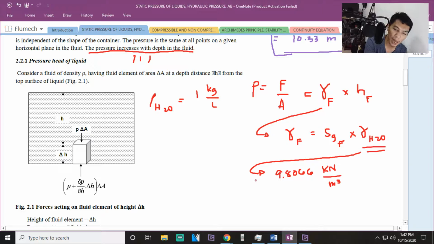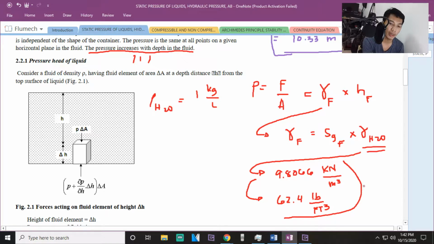And, sir, paano naman kapag English units? Kapag English unit, this is always 62.4 pound per feet cube. Huwag niyong kakalimutan ito. Yung dalawang yan. Ito yung SI units, ito naman yung imperial units or English units. Now, ito lang yung paliwanag nun. Okay? Yan lang yung paliwanag nun. Hindi na natin kailangan gawing complicated.